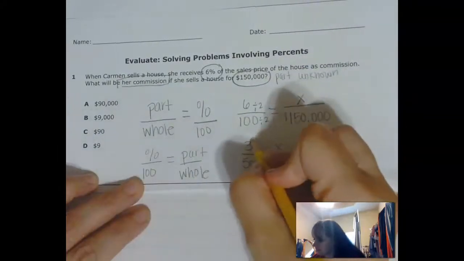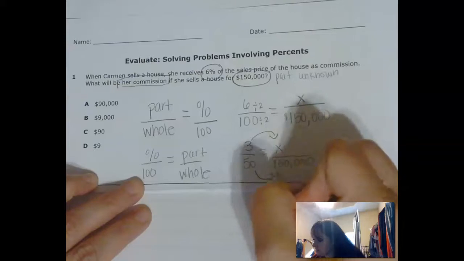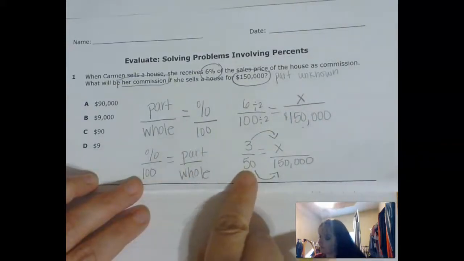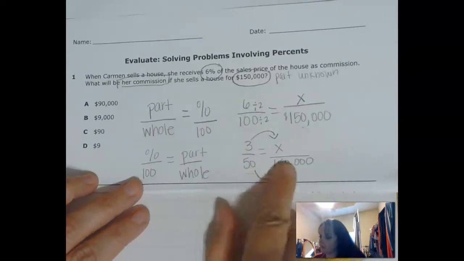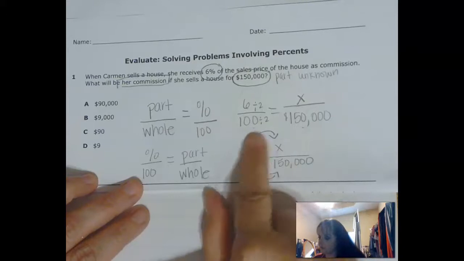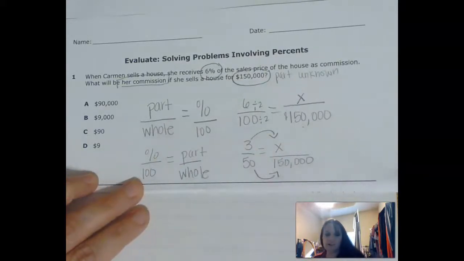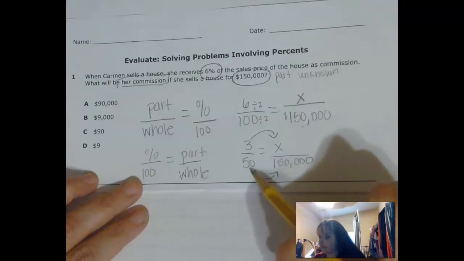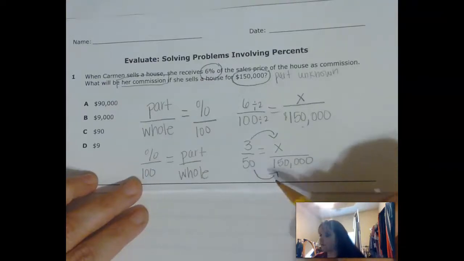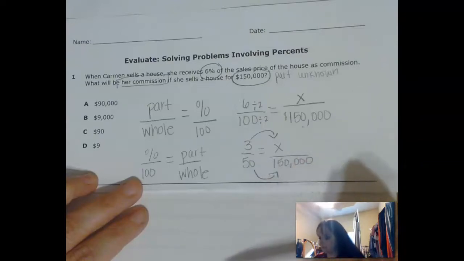So now I need to see what is my relationship here and here. How did I get from 50 to 150,000? And whatever that is from here to here is the same thing I'm going to do here to here. Remember, it's just an equivalent fraction to each other. Just as if 1/2 is equal to 5/10, 3/50 is going to be equal to something over 150,000. So I can do 150,000 divided by 50, or what times 50 gives me 150,000?